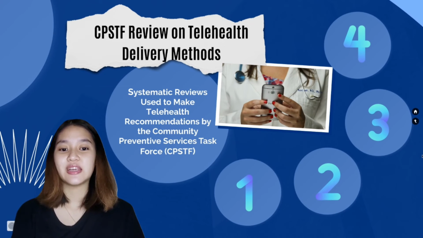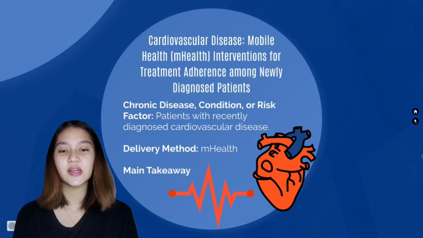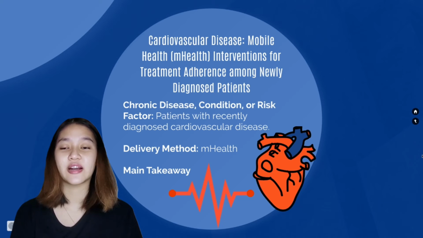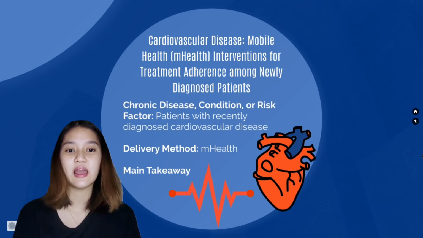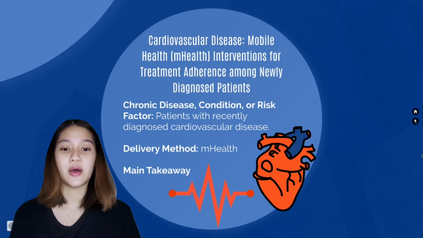Now let's move on to the systematic reviews used to make telehealth recommendations by the Community Preventive Services Task Force, or the CPSTF. In this part, we will talk about the CPSTF review, the chronic disease condition or risk factor, the delivery method, and its main takeaway. For our first CPSTF review, we have cardiovascular disease, mobile health interventions for treatment adherence among newly diagnosed patients. This is for patients with recently diagnosed cardiovascular disease. The delivery method is mHealth or mobile health. They provide text messages that provide information or encouragement for treatment adherence, or reminders for medications, appointments, or treatment goals.